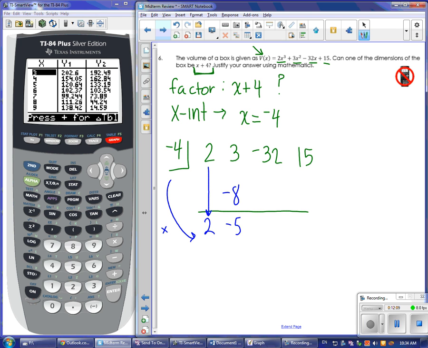And now that the negative 5 is below the line, I'm going to again multiply. Negative 4 times negative 5 is going to give me a positive 20. And then when I add, I've got negative 32 plus 20. That's going to give me negative 12. And negative 4 times negative 12 is going to be 48. And if I add these two numbers together, I can see very clearly that it's not going to be 0, which is what I'd want it to be if x plus 4 were a factor. So let's go ahead and add. 5 plus 8 is going to give me 13. If I carry the 1, that's going to give me 63. This last number is my remainder.